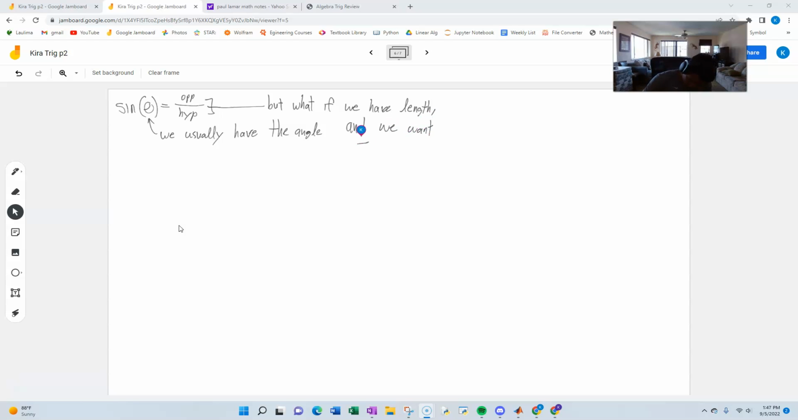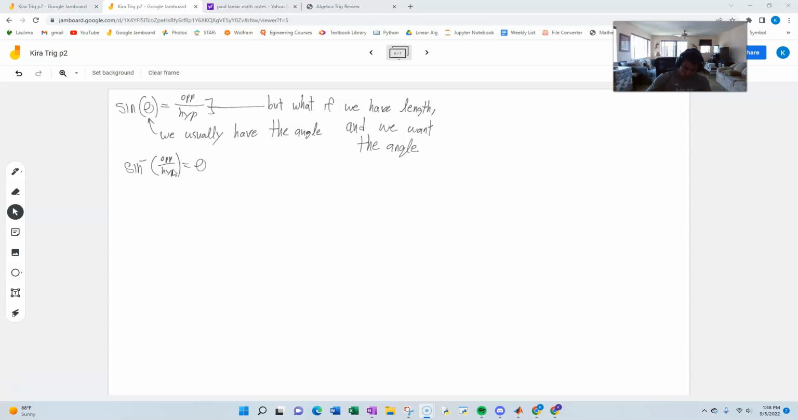So what do we do then? Well, then we take the sine inverse. We go sine inverse of opposite over hypotenuse equals theta. And what does that really mean? The whole idea of sine inverse is that we're now swapping our input and output. And if we do that, then we have to change the function. So it goes from a regular function to an inverse function.